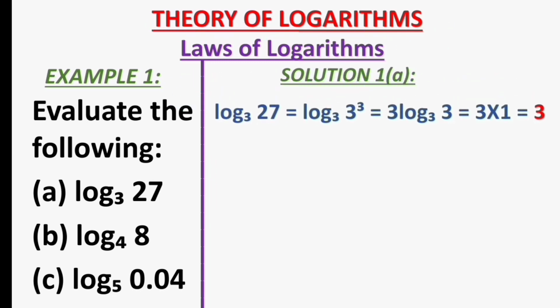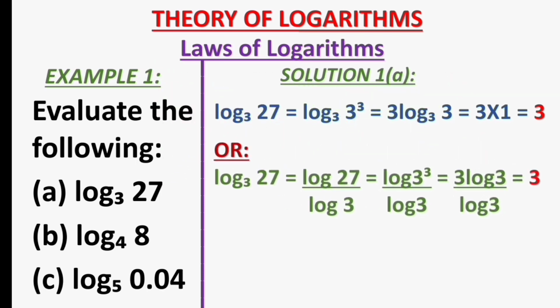Logarithm to the base 3 of 27 is equal to logarithm to the base 3 of 3 raised to power 3, which is equal to 3 multiplying the logarithm to the base 3 of 3. Don't forget, the logarithm to the base 3 of 3 is equal to 1. This gives 3 times 1. The answer to question 1a is 3.